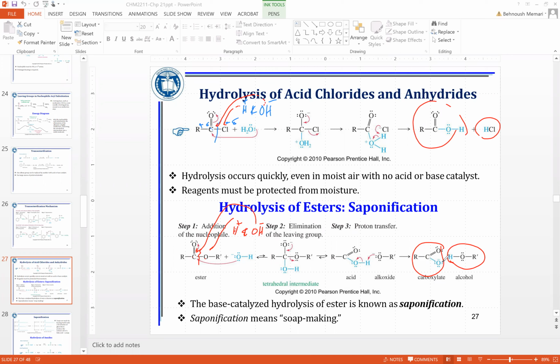If it's base catalyzed, in a basic solution, your carboxylic acid is going to be deprotonated, and you have a carboxylate ion. This is because you're dealing with a basic solution. If it's an acidic solution, then this is going to be protonated, and you have carboxylic acid plus alcohol as the product.